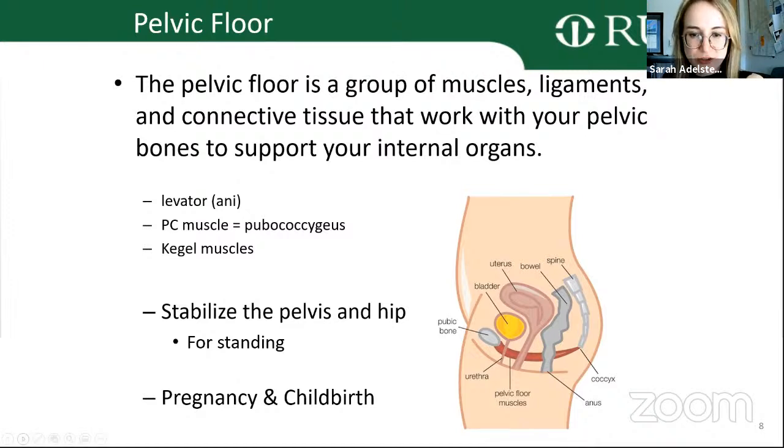In the picture, they're this little pink strip of muscles, which again are supporting the bladder, the rectum, and in women, the vagina and the uterus as well. These muscles stabilize the pelvis and the hip. They're part of the core. So the pelvic floor works with your abdominals, your obliques, and your back to do most things, like standing, sitting, running, most activities that we do every day. They also have a really important role in women in pregnancy and childbirth.